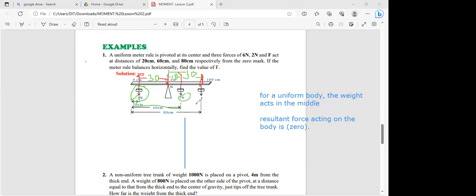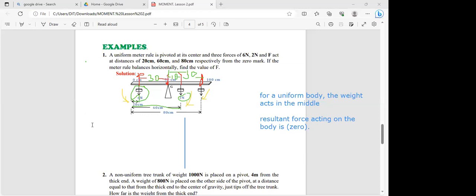And so we are going to start taking moments about G, or about the pivot. Taking moments means that we are going to know which one is clockwise, which one is anti-clockwise, and then we'll use our statement to calculate F. Now, according to what we know, this one will be anti-clockwise, and these two will be clockwise, if we assume each of them is acting alone. 2 and F are going to be clockwise, whereas 6 will be anti-clockwise.